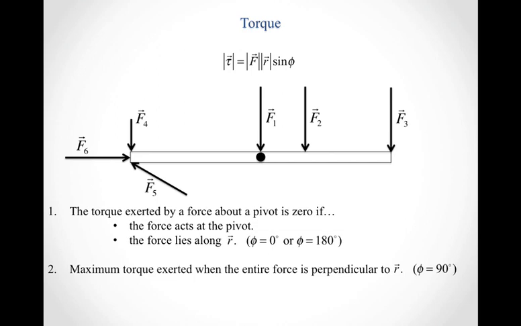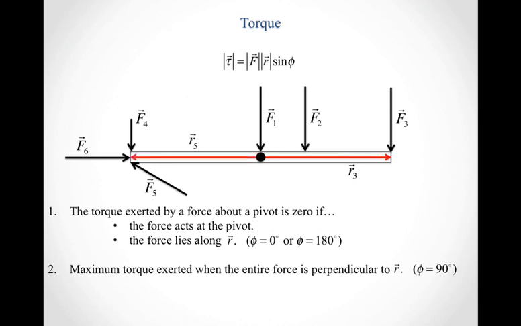The second important detail is that I get the maximum value for the torque exerted by a particular force when the force is perpendicular to the position vector. That means that phi is 90 degrees, and the sine of 90 degrees is 1. The sine of any angle less than 90 degrees is something smaller than 1. So again, I maximize this equation when phi is 90 degrees. And if we think about force 3, it acts perpendicular to the rod. Therefore, it generates the maximum amount of torque.